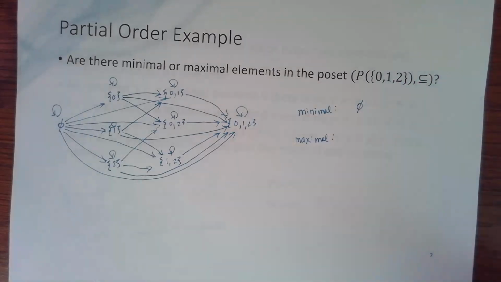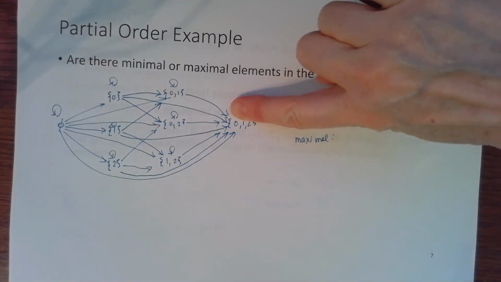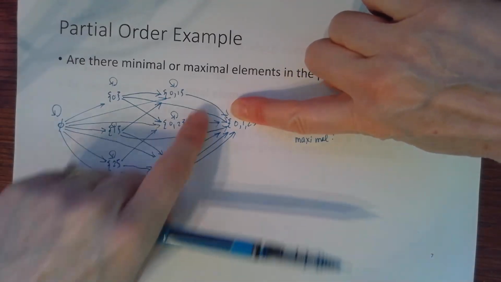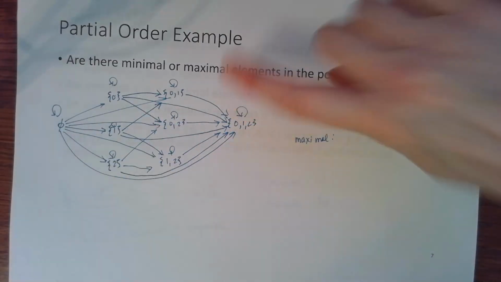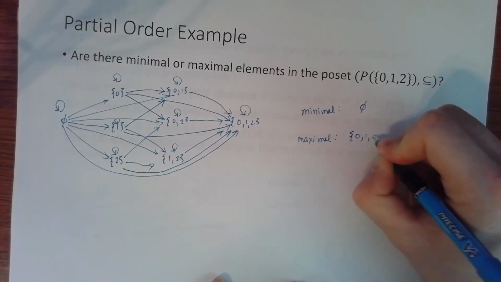A maximal element would be one that has only arrows coming in, except for maybe the self loop. And we can see over here, if we eliminate the self loop, there are only arrows coming in, no arrows going out. So our maximal element would be the original set itself.